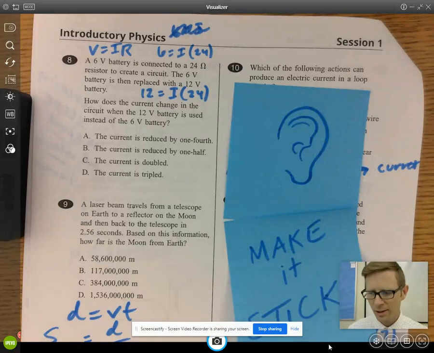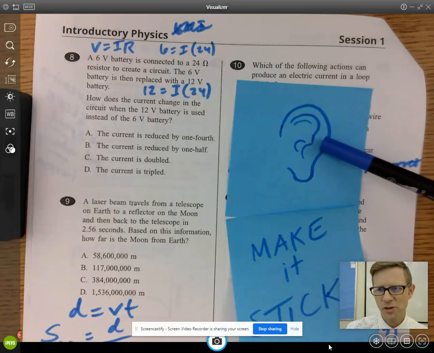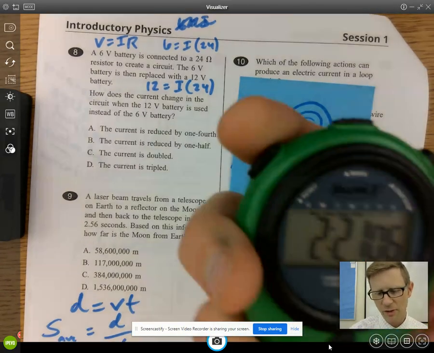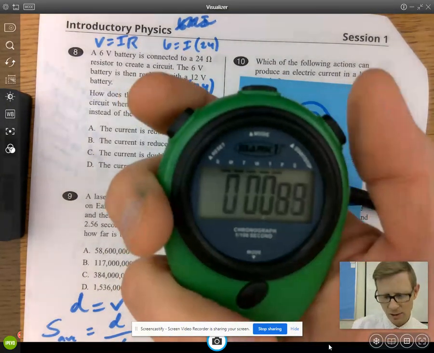Gotta listen, gotta make it stick. That's supposed to be an ear. Let's get this going. I want to do this in under 5 minutes. Let's see if I can do that.